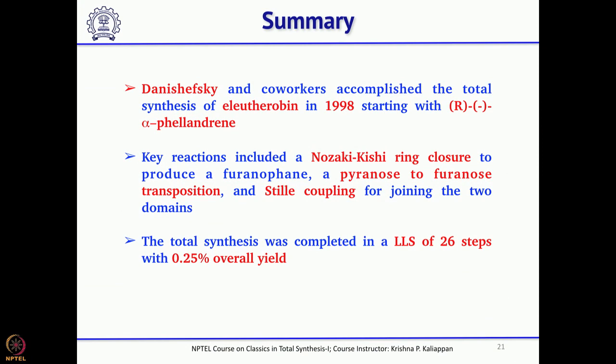Overall, this total synthesis was accomplished in 26 longest linear steps with a yield of 0.25%. Considering the complexity of the natural product, 0.25% overall yield is really a healthy one. So if you look at the two total syntheses which we have discussed on eleutherobin, Nicolaou's total synthesis and Danishefsky's total synthesis, both involved some key reactions, and also new chemistry was developed during these two total syntheses. Okay, thank you.